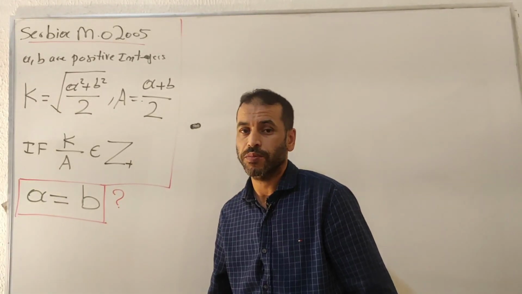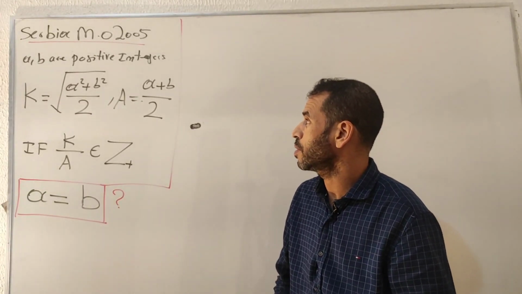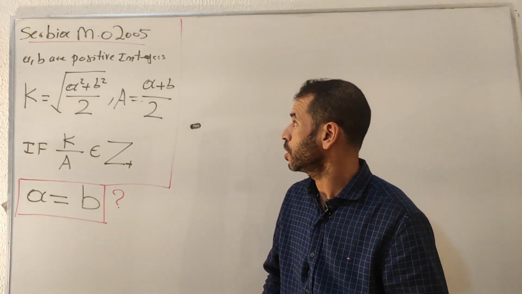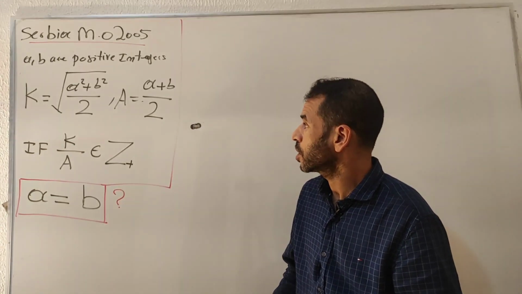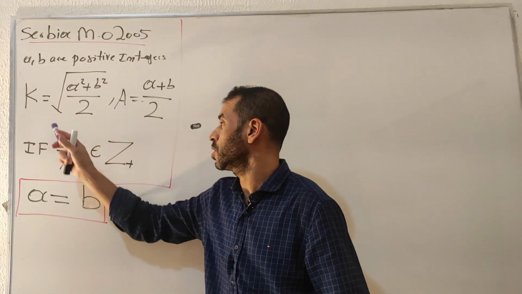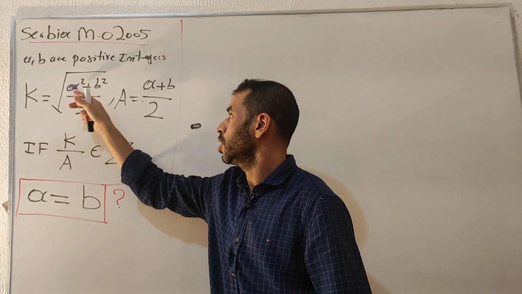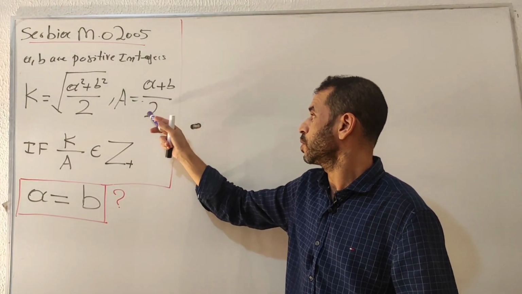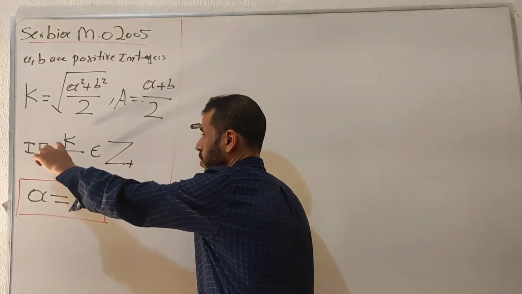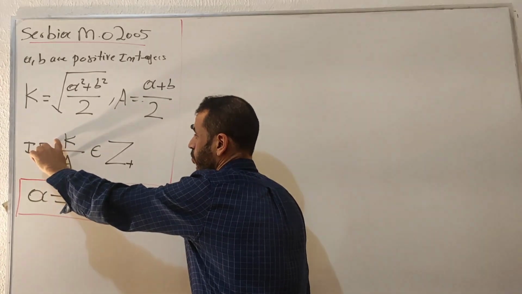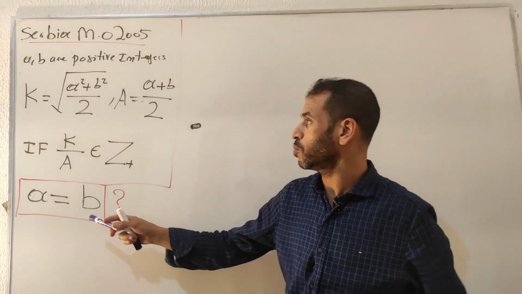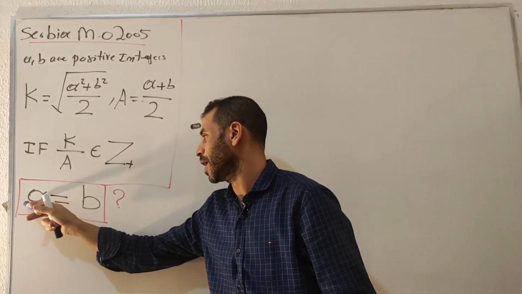In today's video, here is a nice problem. It's coming from the Serbian Mathematics Olympiad edition 2005. Here is the following statement. We have a, b, k positive integers such that we have these following conditions. We have k equals square root of (a square plus b square) over 2. We have capital A equals (a plus b) over 2. So if we have this condition, if this fraction k over A is a positive integer, our goal is to prove a equals b.